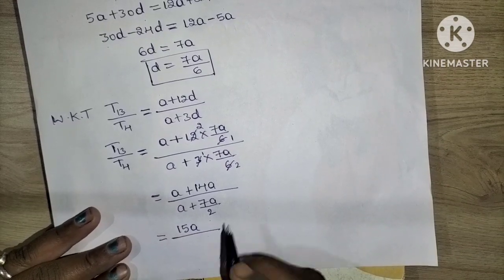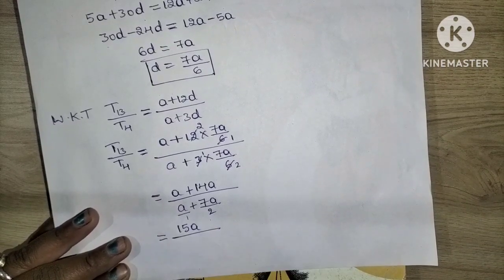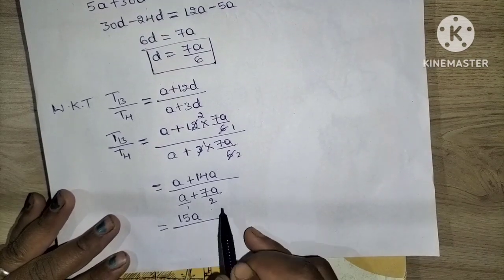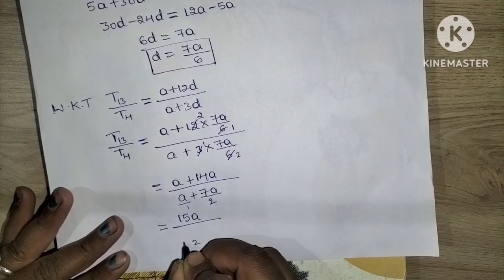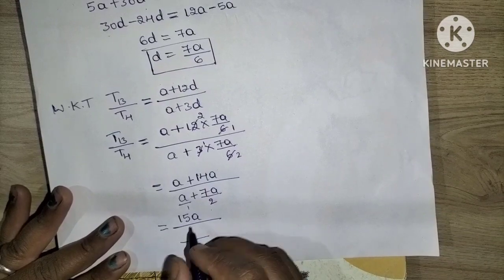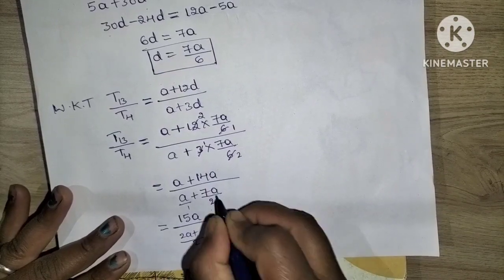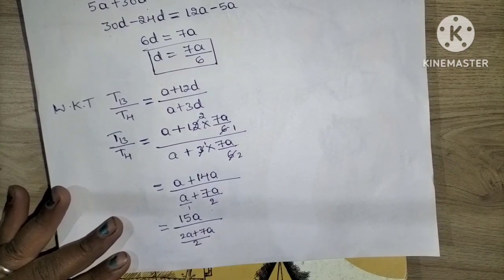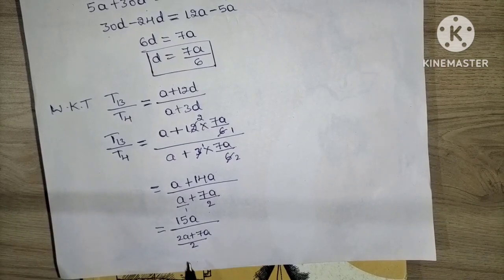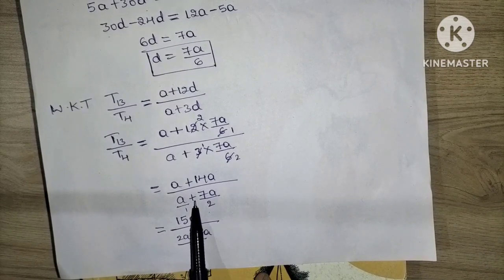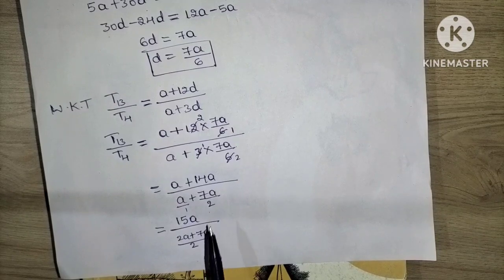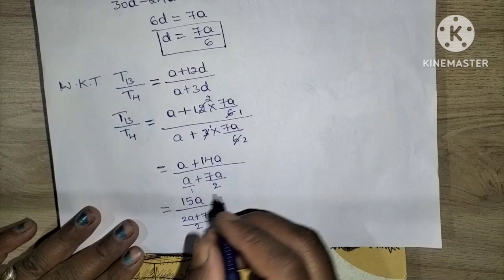Here we have a fraction. Again here we have to take the LCM. If we take the LCM for 1 and 2, it will become 2. So a into 2, 2a plus, write as it is 7a, divided by 2. So a into 2, 2a plus 7a divided by 2 into LCM 2. 2 will get cancelled. Again we have to write the 7a.